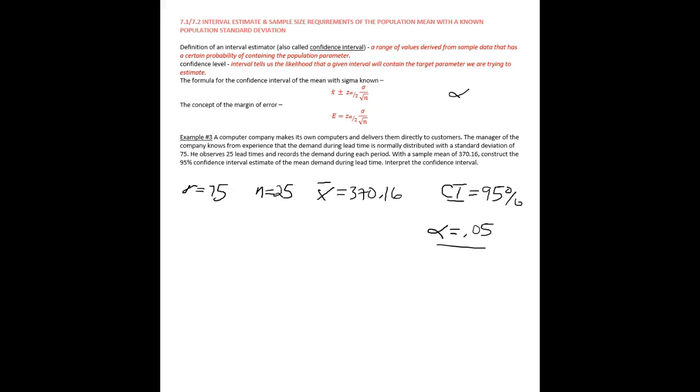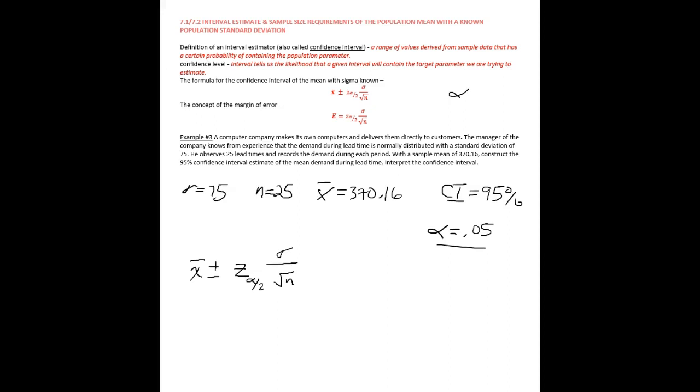That's going to be important because that's going to help us find what z-value we're going to use. So if we look at our formula for confidence interval, the formula that we're going to be using is: we have an x bar plus or minus a z alpha half, so z sub alpha half, times sigma over the square root of n.